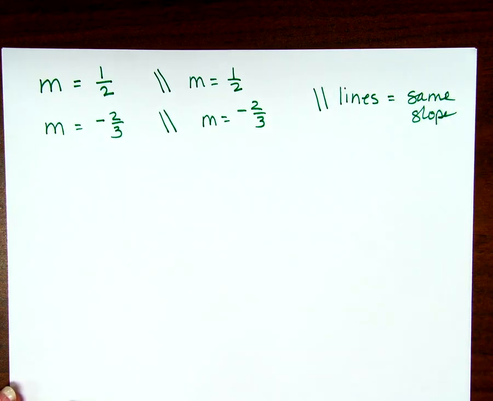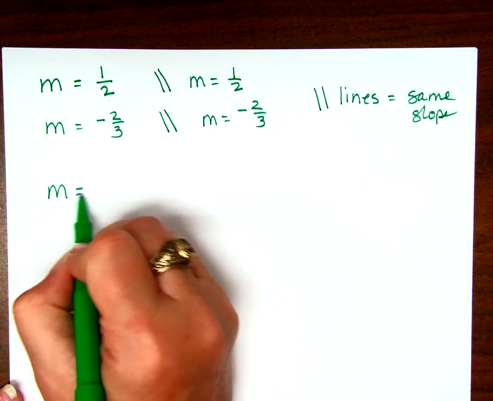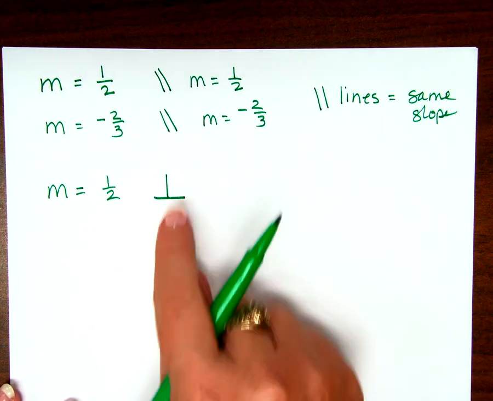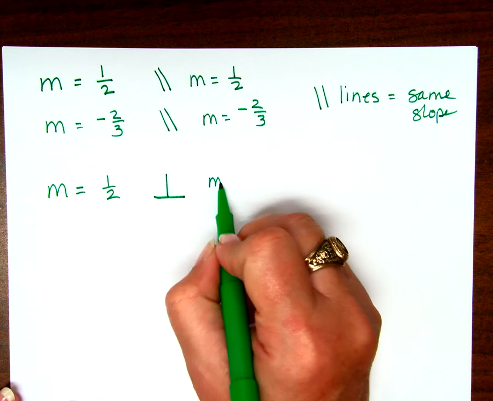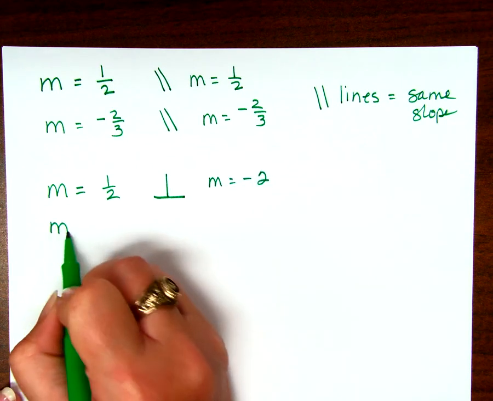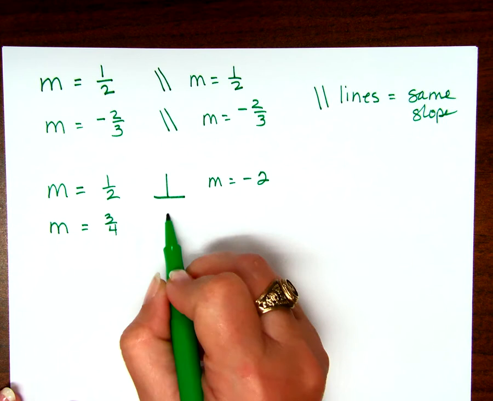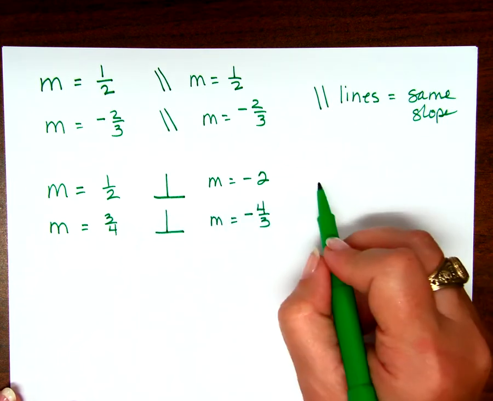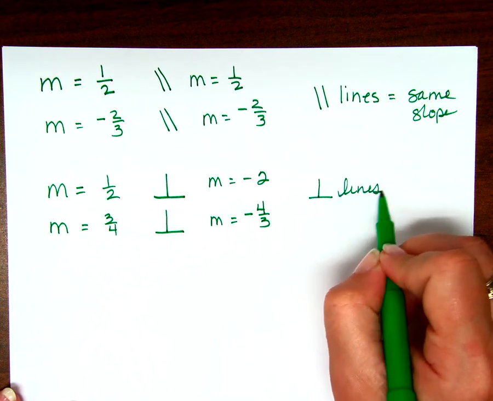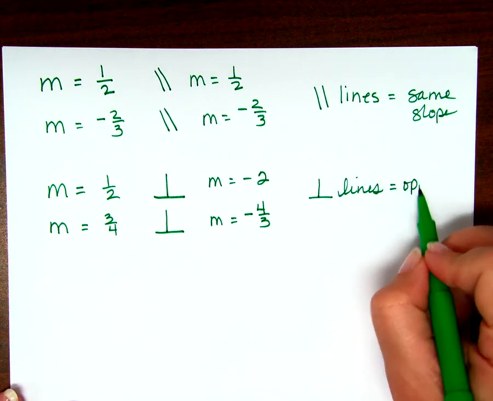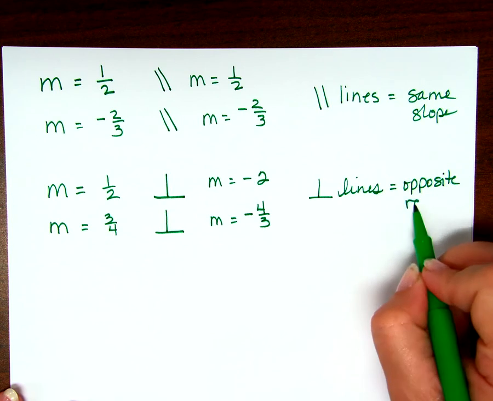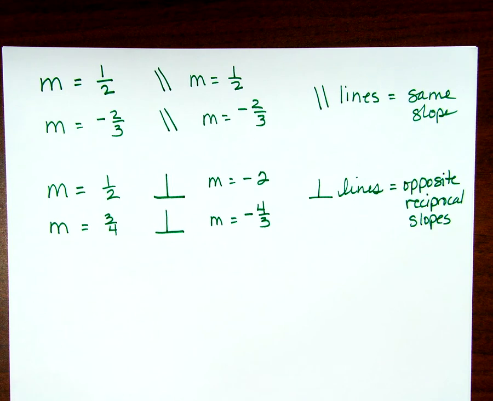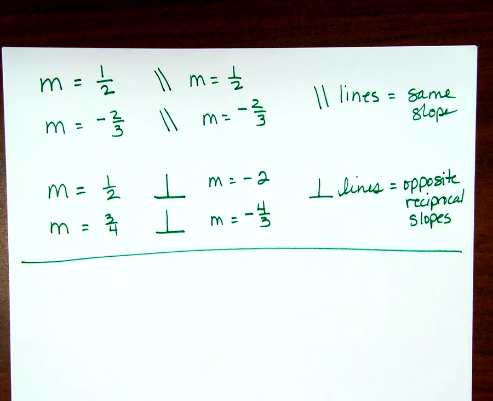Okay. What if I tell you m is 1/2 and I want the slope of the line that is perpendicular to that slope? -2. And what about if I tell you m is 3/4? What is perpendicular to that? -4/3. Because perpendicular lines have what? Opposite reciprocal slopes. Got it?